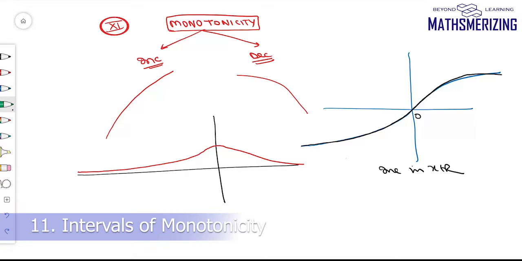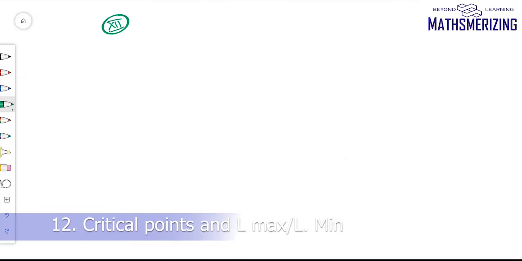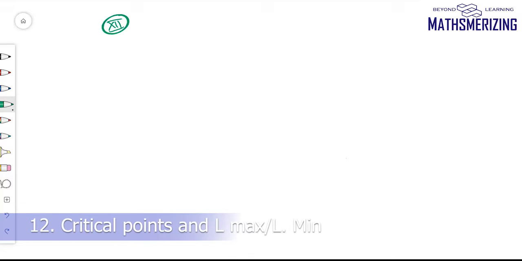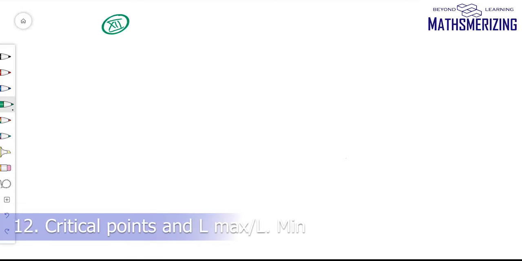Now what about this one? This function is first increasing from -infinity to 0, and then it decreases from 0 to infinity. So from -infinity to 0, this function is increasing. From 0 to infinity, this function is decreasing. Now the 12th thing that we can decide from a graph is its critical points, and from these critical points, we can say whether it is a point of minima or a point of maxima.